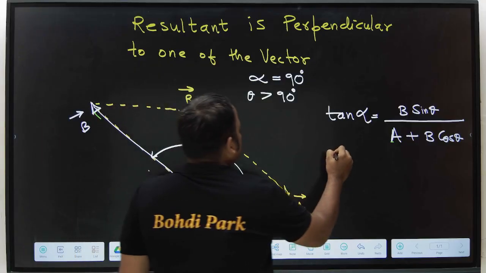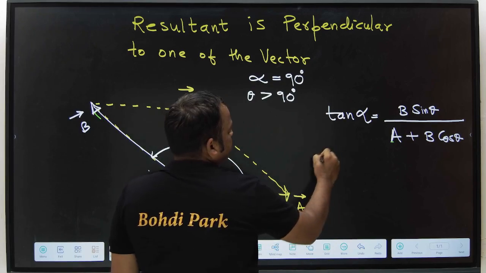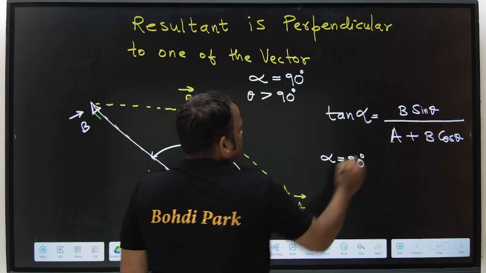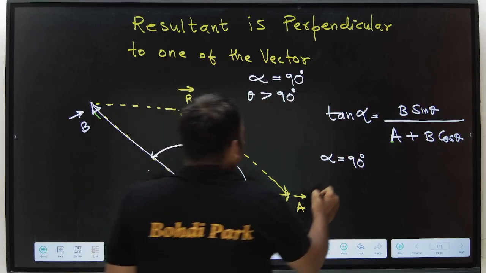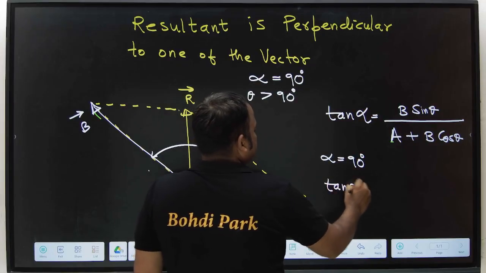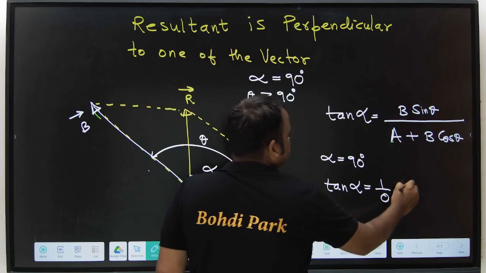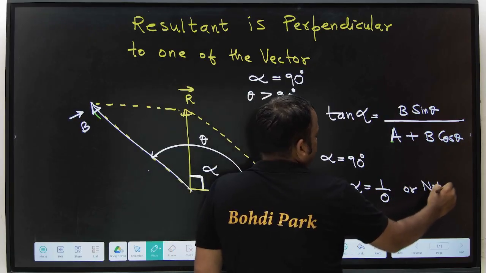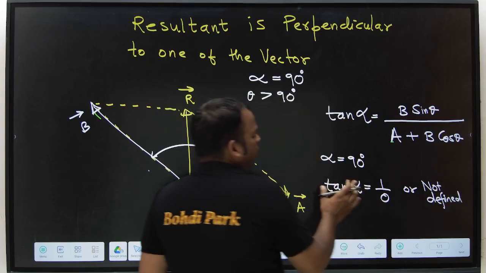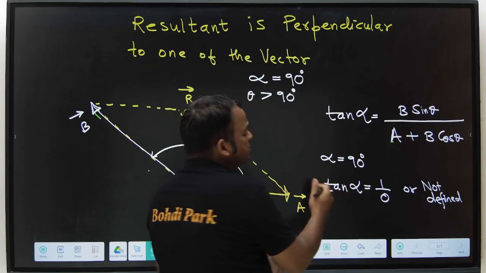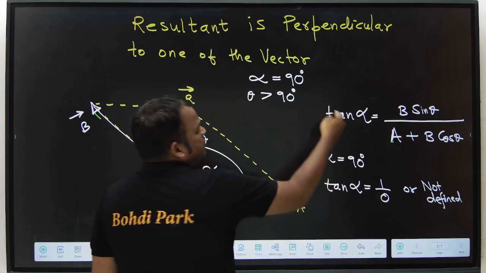Now alpha is given as 90 degrees, alpha is equal to 90 degrees. So we have tan alpha equal to 1 by 0, or not defined. In maths we say it is not defined, but what value do we need here? It is 1 by 0. So 1 by 0 we have to put here.